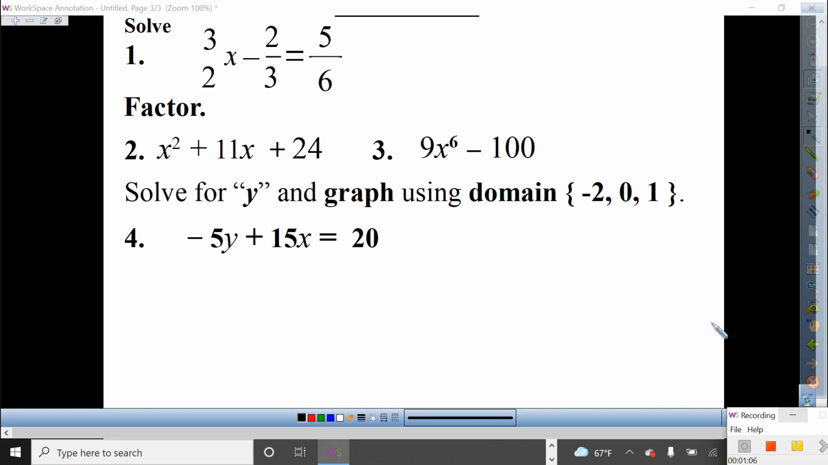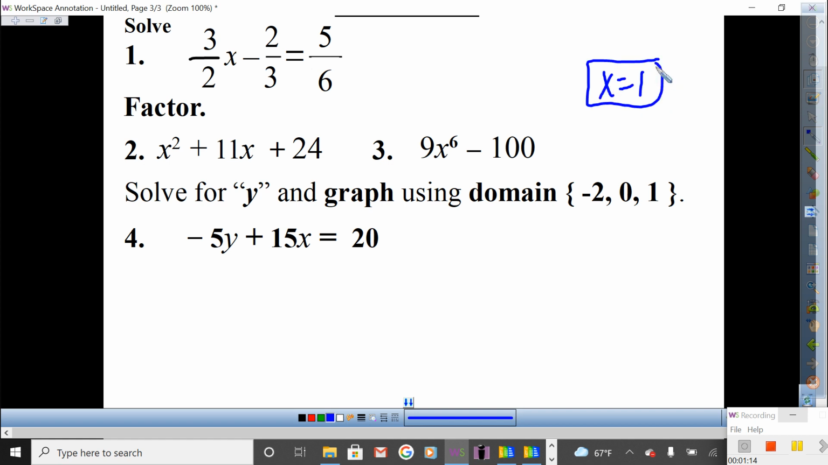All right, let's see where we're at. Number 1. What'd you get for number 1? Alejandro, x equals 1. Hands up if you got that. That is correct. So hopefully you should have multiplied times the common denominator, which was 6.